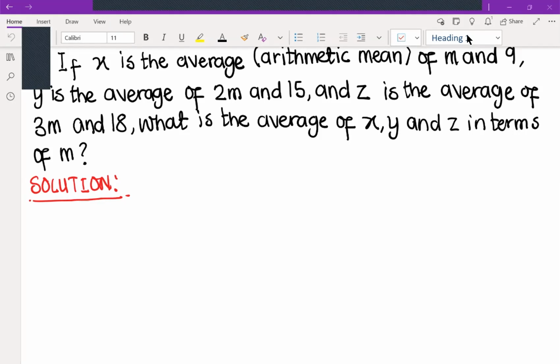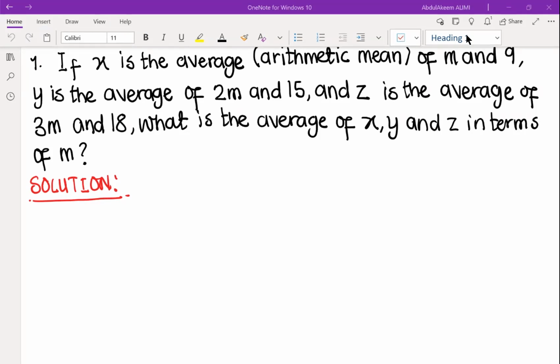So we have another question to look at today. So let's look at this question. If x is the average, that's the arithmetic mean of m and 9, y is the average of 2m and 15, and z is the average of 3m and 18. What is the average of x, y, and z in terms of m?